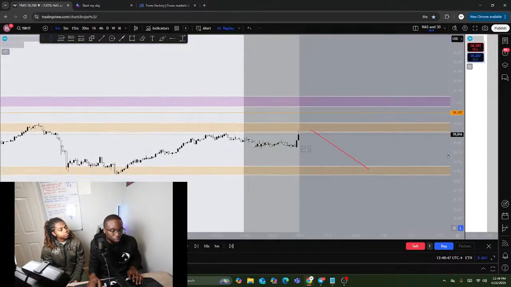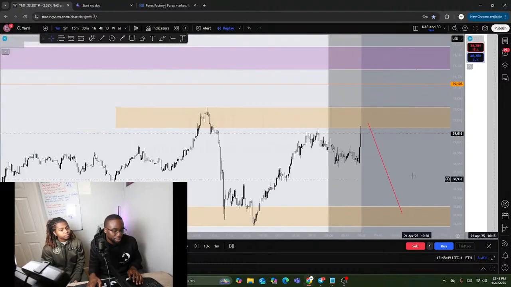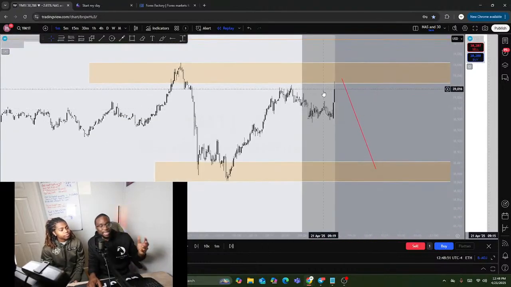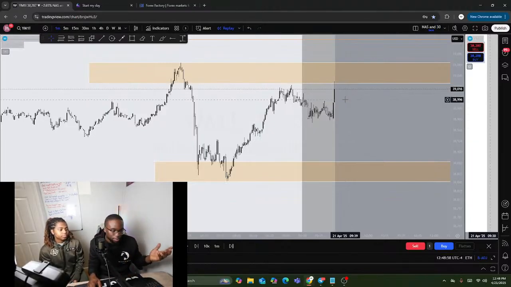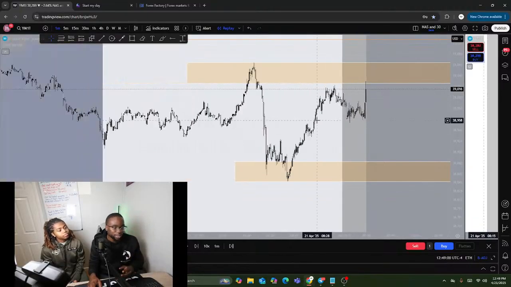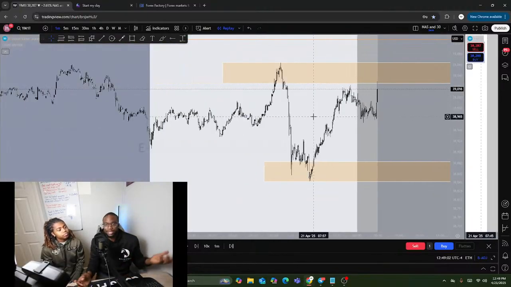If you see on the 1 minute time frame, price came back to this area of interest. And what do we see from the 1 hour time frame to the 15-minute time frame? We saw a bearish sell-off. We saw price dropping. So we jump on the 1 minute. What are we looking for? Sells. Just makes sense.